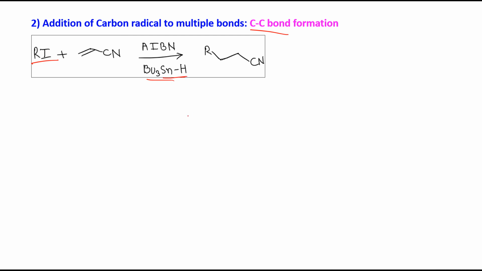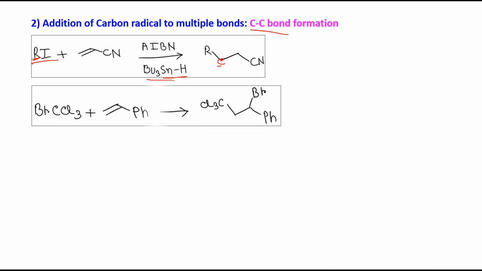So what is the net reaction? The net reaction, as you can see here, is that this R group is added to this C=C bond, and to which carbon is it added? The carbon which is not substituted. Okay, some more examples we will see, and after we have seen 3 to 4 examples, then we will see the mechanism for one particular reaction among these examples.